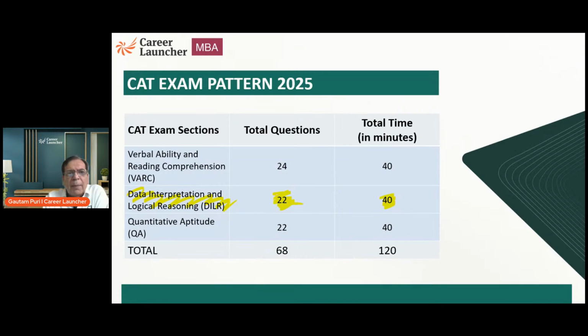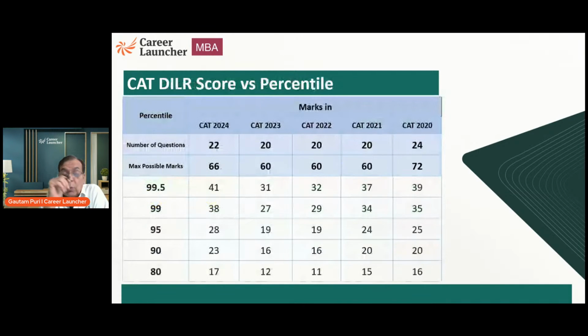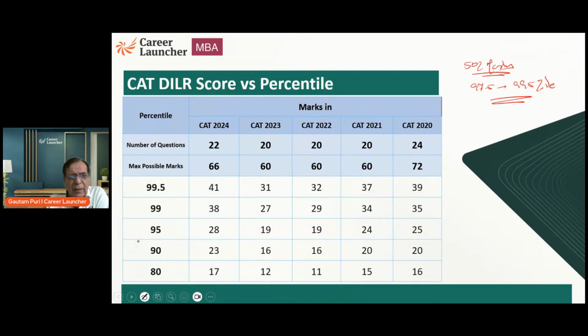Now, coming to the second part, what is a good score? If you look at CAT papers from 2020 onwards, even earlier, typically 50% marks, not percentile, but marks, is a score which will give you anything from 97.5 to 99.5 percentile. Obviously, if the paper is easier, you will be able to do more. If it's a difficult paper, you'll probably do a little less, but that's fine.